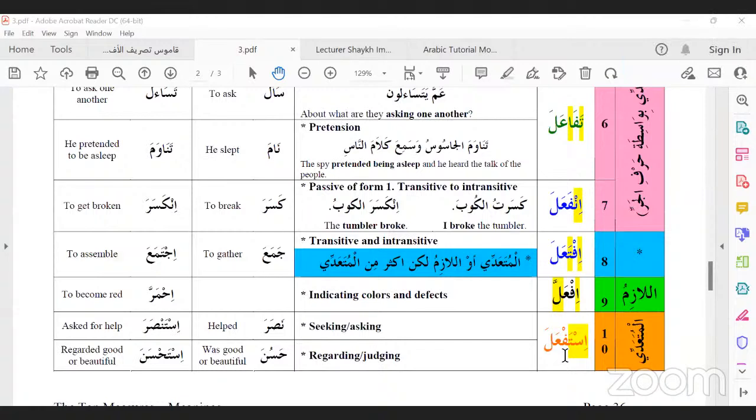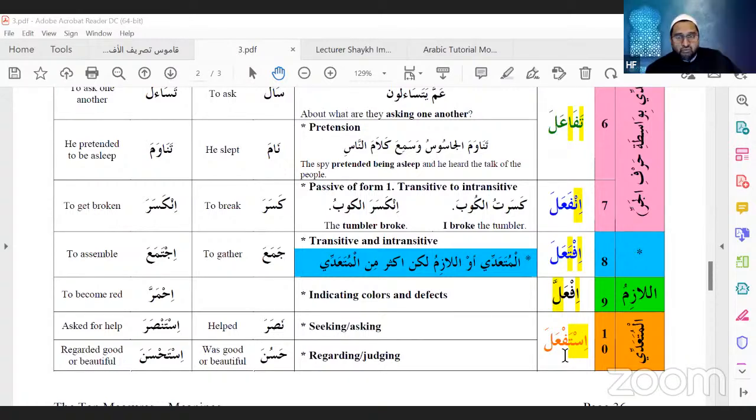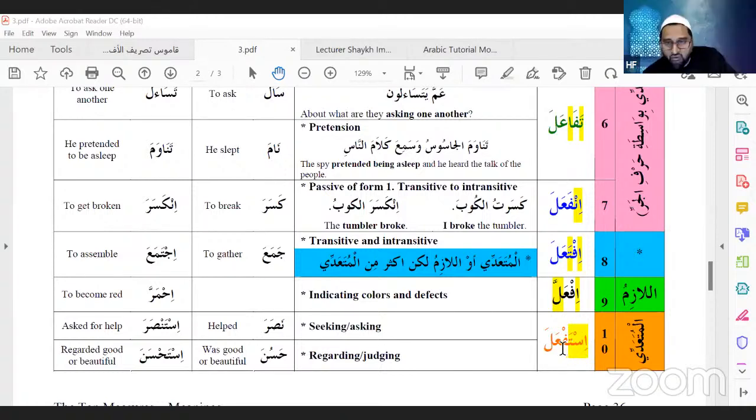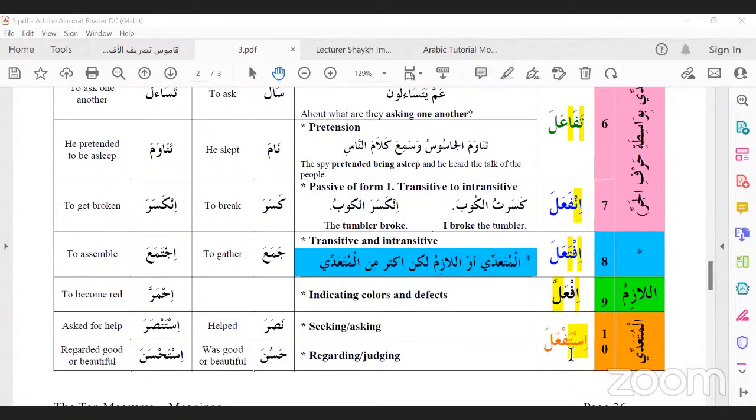We have 1, 2, 3, 4, 5, 6, 7. 1, 2, 3, 4, 3 plus that. I've got 6. Yeah, 6.